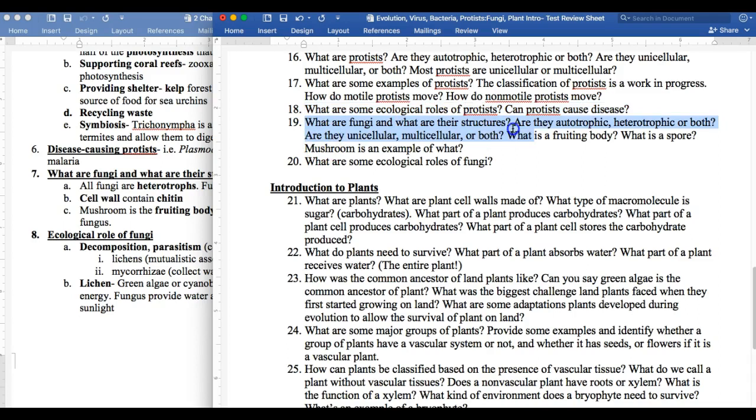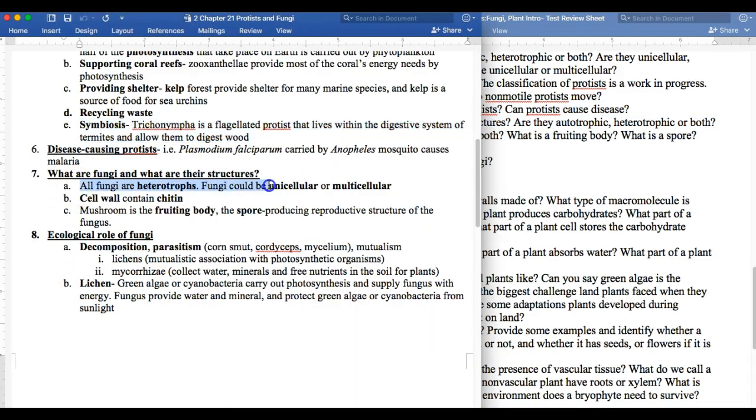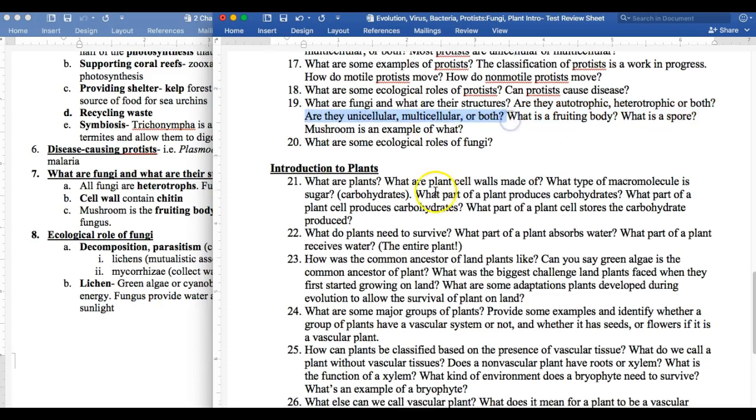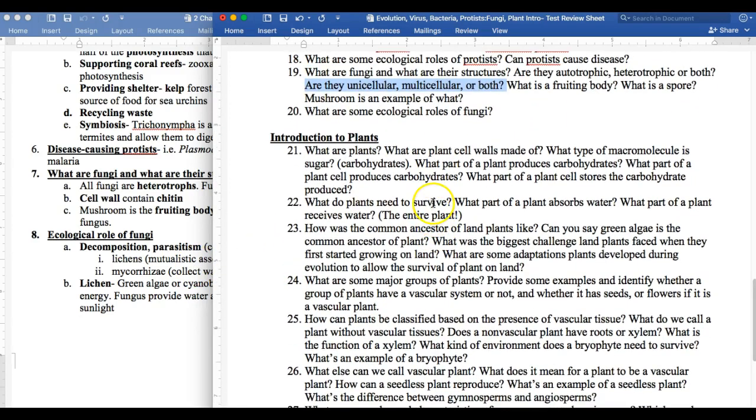The next one is what are fungi and what are the structures of fungi. Right here, they're heterotrophs. They could be unicellular or multicellular. They have a cell wall. The next one is, are they autotrophic, heterotrophic, or both? It's heterotroph. Are they multicellular, unicellular, or both? It's multicellular. What's a fruiting body?